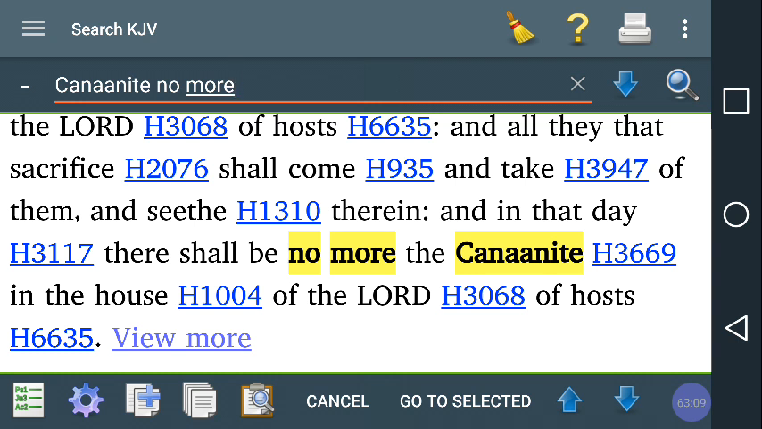That is what it means that there shall be no more the Canaanite in the house of the Lord of hosts. Right? Now, many of them are going to Swami, Bami, East Indian culture, all kinds of different things they're doing. But most of them have dropped this whole Christian thing like a hot potato.